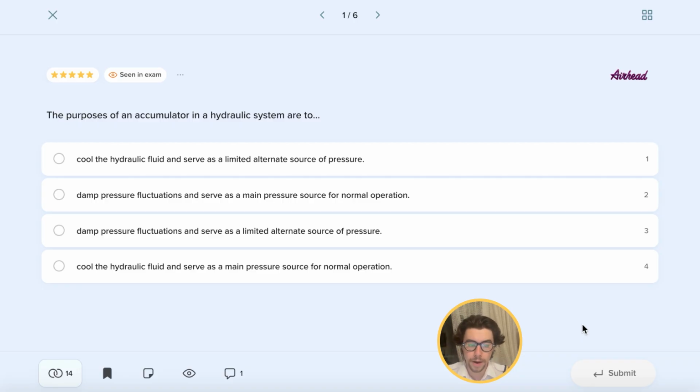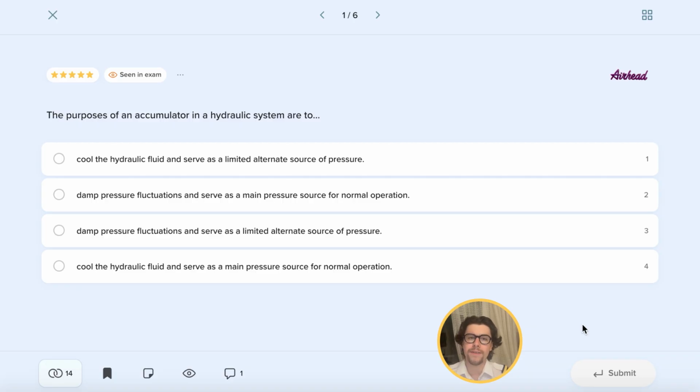For question number 1, the purpose of an accumulator in a hydraulic system is to... So what is an accumulator? A lot of people confuse an accumulator with some type of a battery. And actually, in a way, this is a good analogy. So for the exams, remember, accumulator is a store of energy. So it does store some of the fluid. However, primarily it stores energy within the system.